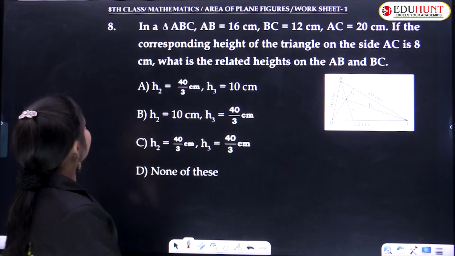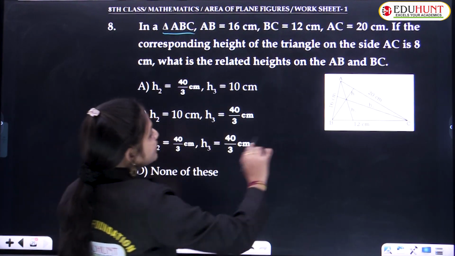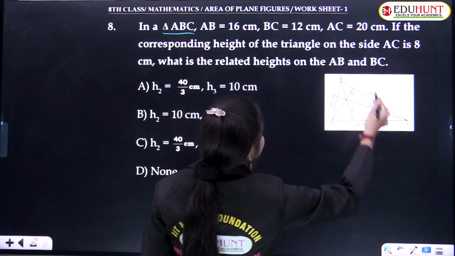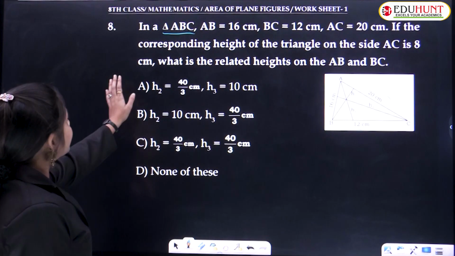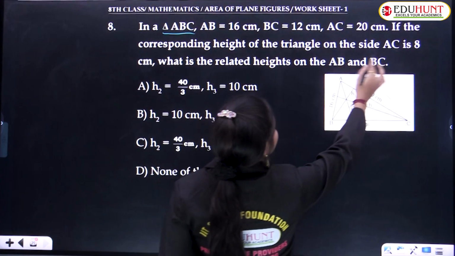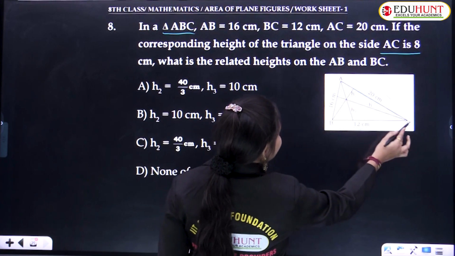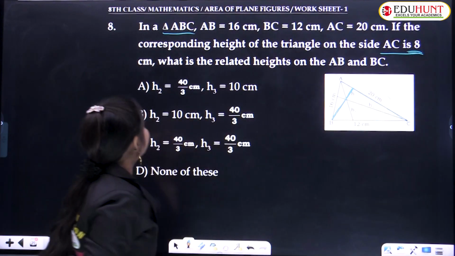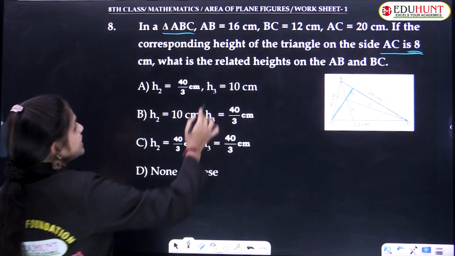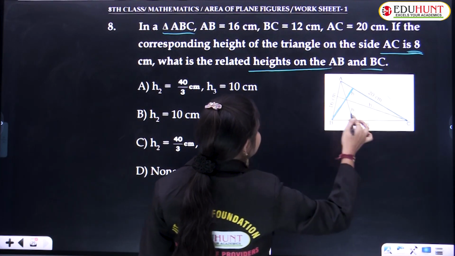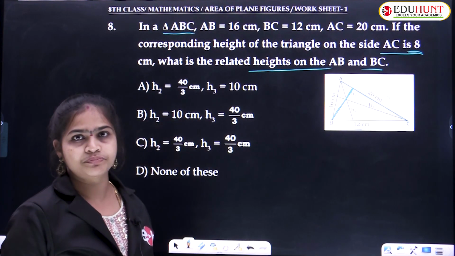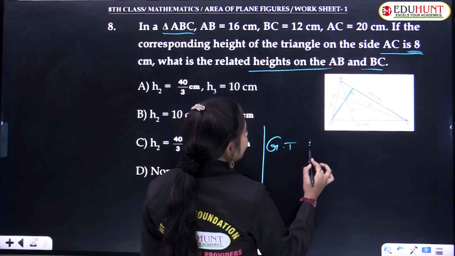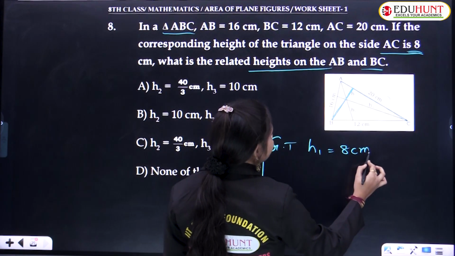See here. In a triangle ABC, AB is equal to 16 centimeters, BC is equal to 12 centimeters, AC is equal to 20 centimeters. If the corresponding height of the triangle on the side AC, which means H1, is given as 8 centimeters, what are the related heights on AB and BC, which means we need to find H2 and H3. Now as per this, what is given? H1 is equal to 8 centimeters.